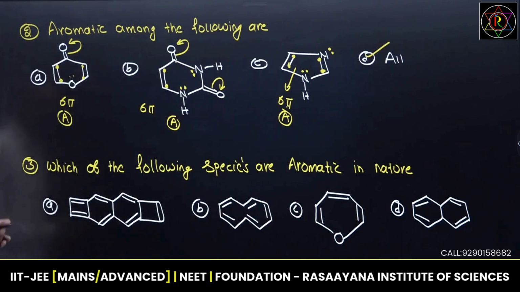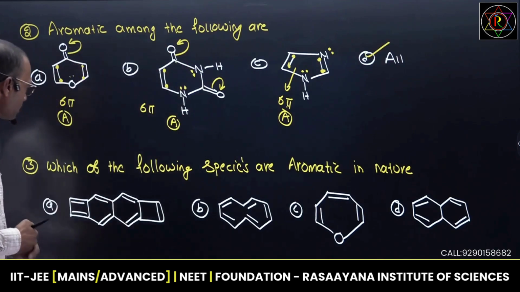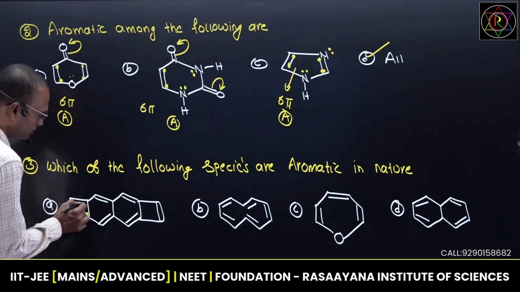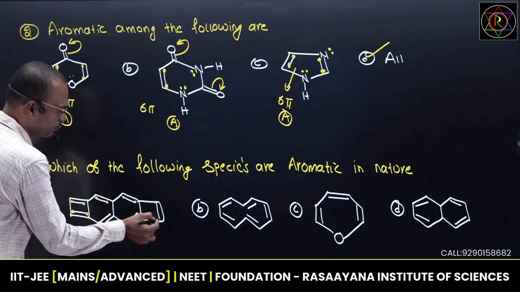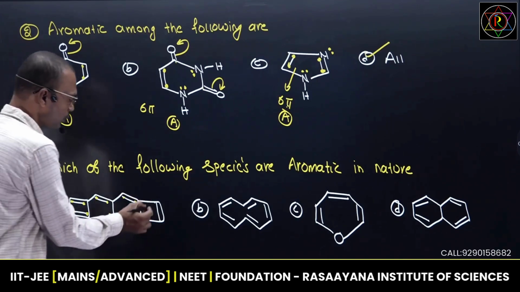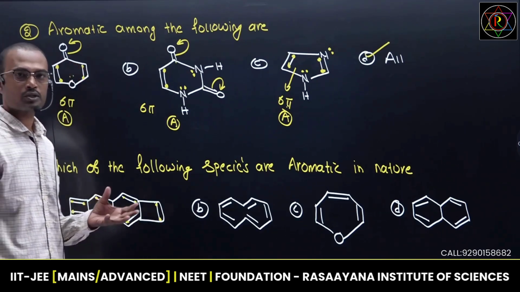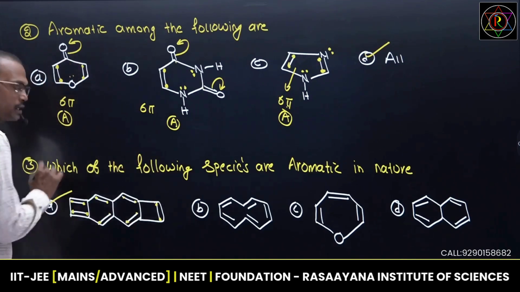Okay, next question. Which of the following species are aromatic in nature? If you see the first molecule, the total number of pi electrons is 1, 2, 3, 4, 5, 6, 7, 8, 9, 10, 11, 12, 13, 14. So this molecule carries 14 pi electrons delocalizing. 6 pi electron delocalization, 10 pi electron delocalization and 14 pi electron delocalization are aromatic. So I can say it is aromatic in nature.